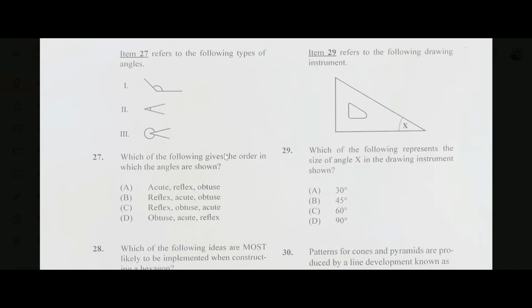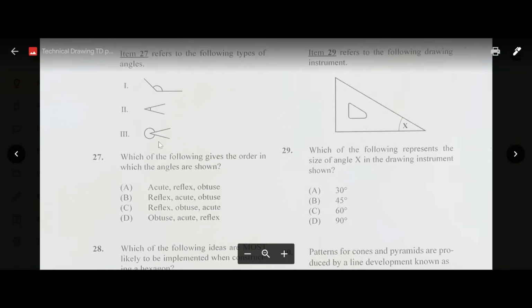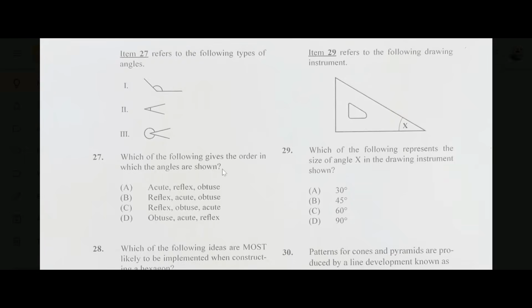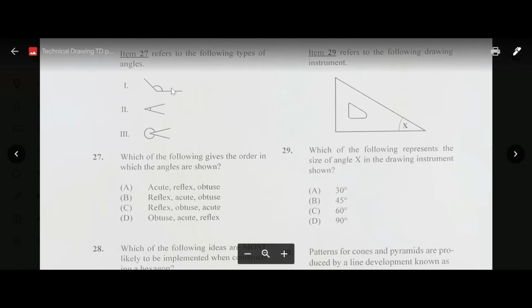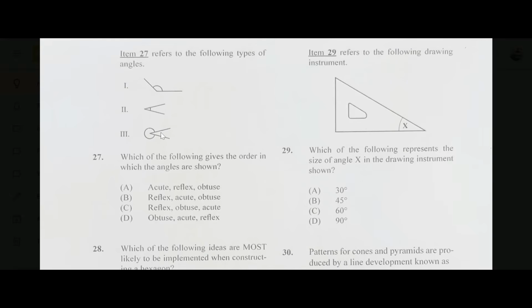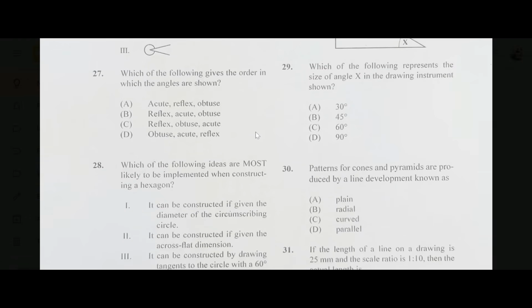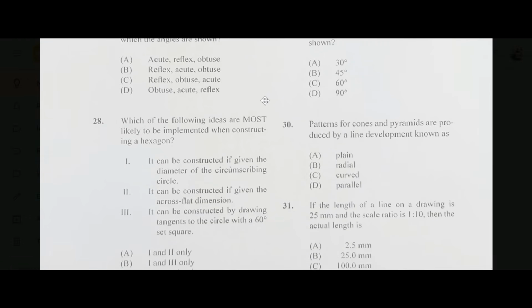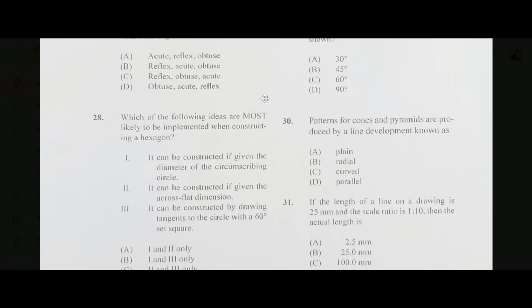Number 27. So we have these angles here. Which of the following gives the order in which the angles are shown? The first angle is obtuse, the second is acute, and the third is reflex. So that's D. Obtuse, acute, reflex. Number 27, D.